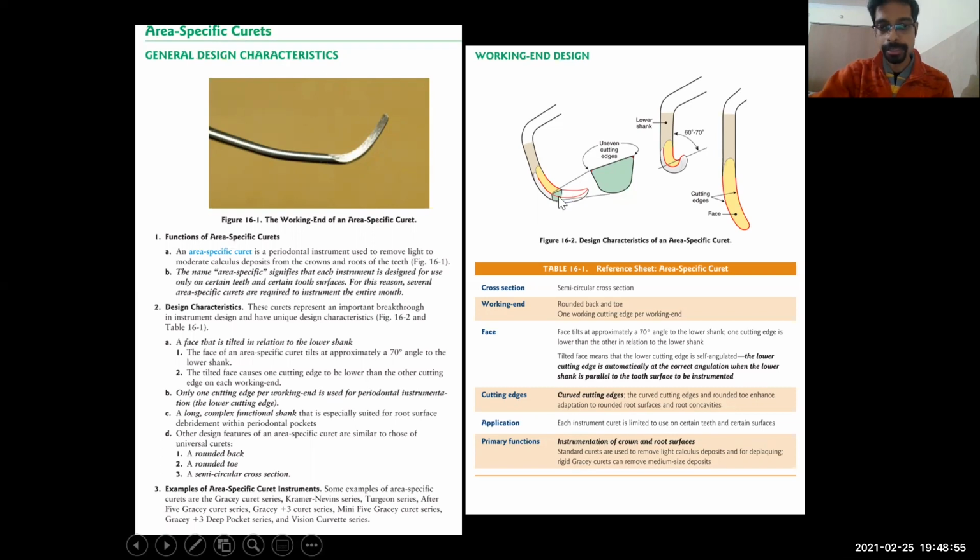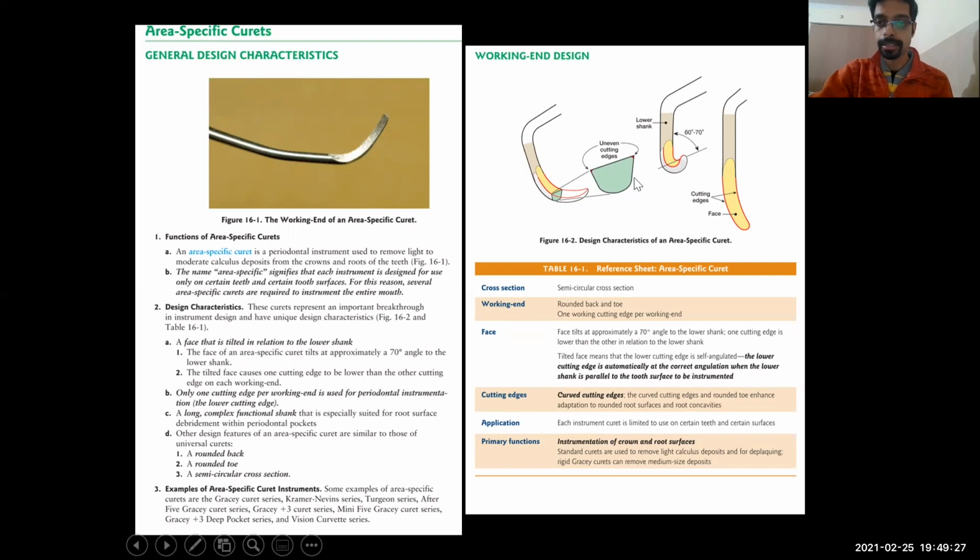Now, again, the same photograph. If you cut from the face of the instrument, the cross section, again this green portion, we see this slant on the face of the instrument. There is a lower cutting edge and there is a higher cutting edge. Okay. Now, the lower one is the actual cutting edge, not this higher one. And again, as in the curette, the base is rounded so that when we go deep inside the pocket, the soft tissues will not be damaged.